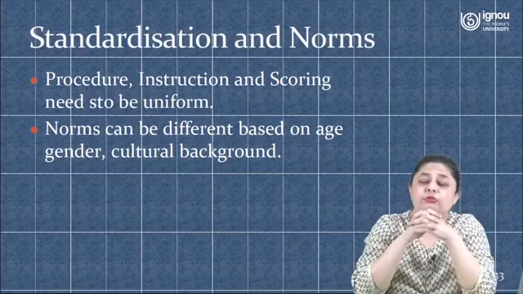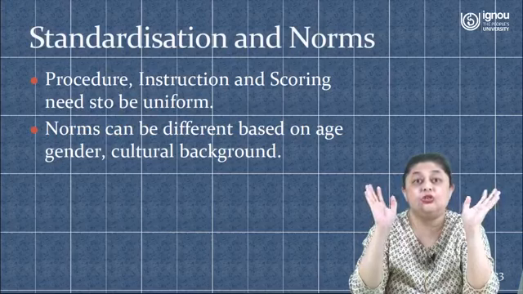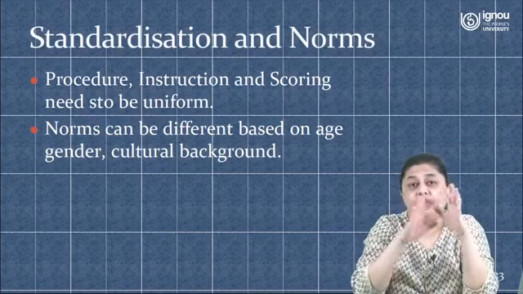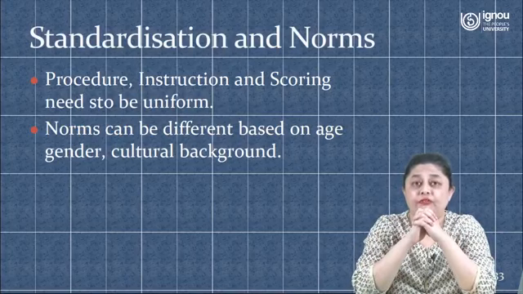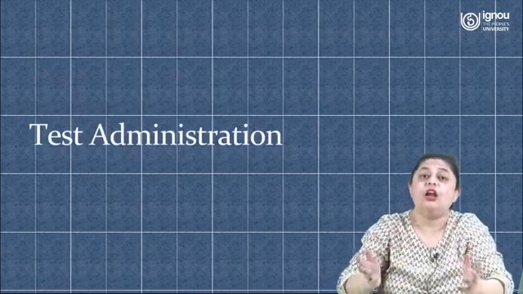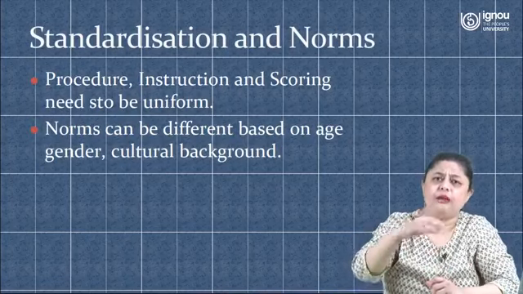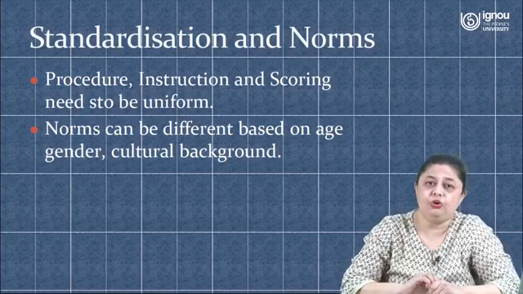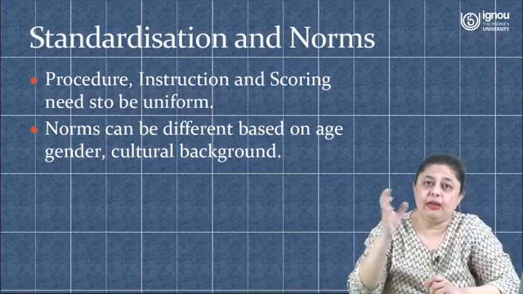Now, establishing norms means what? Our psychological test is already ready, and we can say it is also standardized. We can say that it is valid, reliable, and measuring what it is supposed to measure, and we know it is a good tool. Then what we have to do is administer it to a large number of people. Let me take an example. Suppose I want to know the height of Indian men.